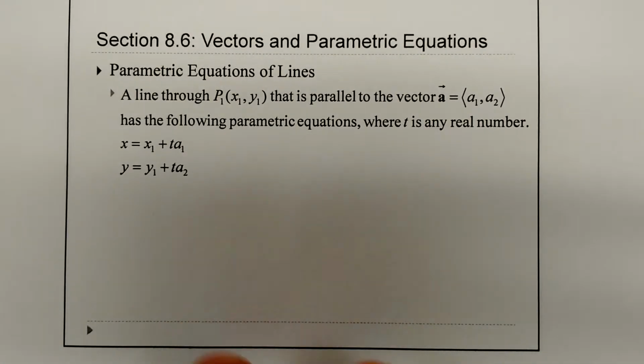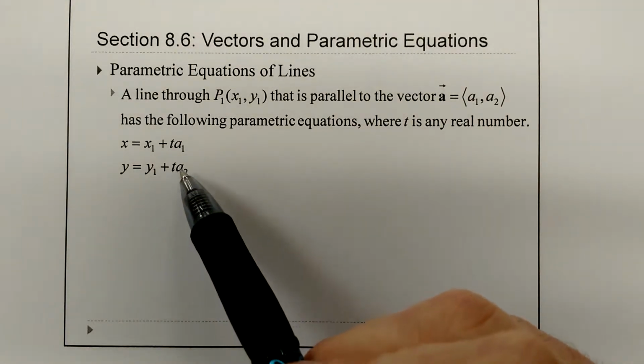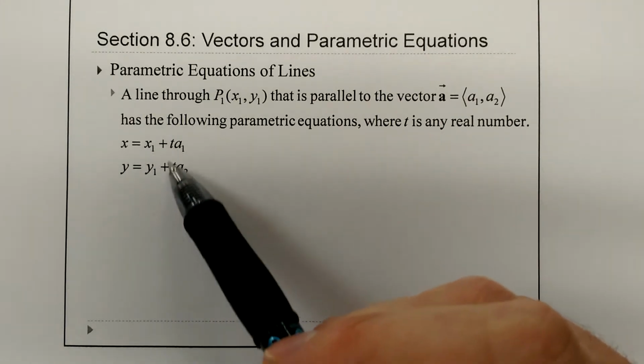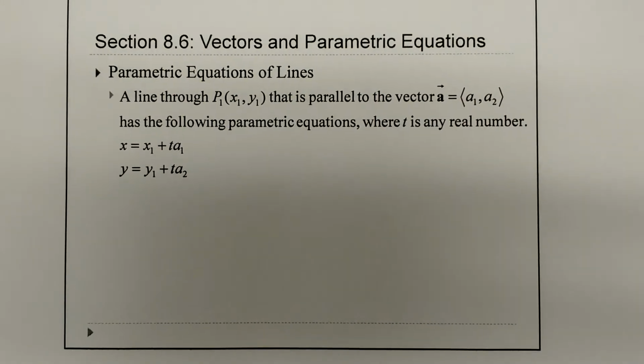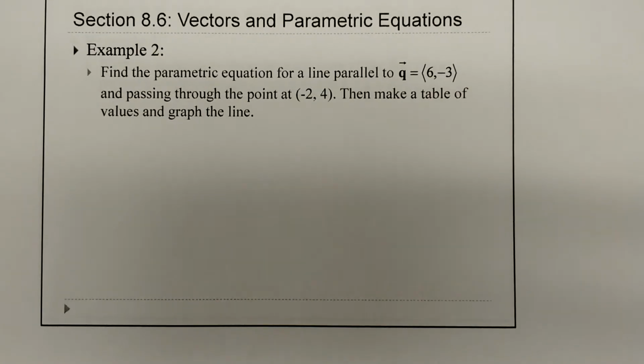So parametric equations separate the x and the y variables, so both x and y become functions of t. So this variable t is the parameter. So x and y don't depend on each other, only on the parameter, and t can be any number. So here it says find the parametric equation for the line parallel to Q and passing through the point (-2, 4). Then make a table of values and graph the line.